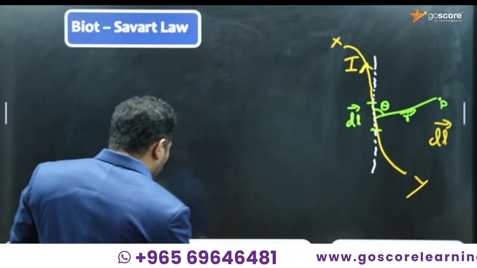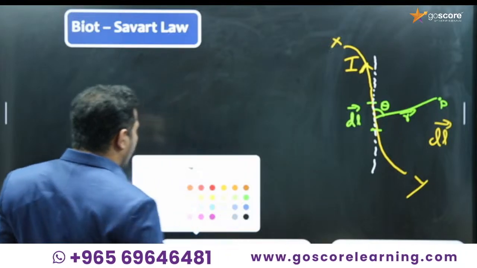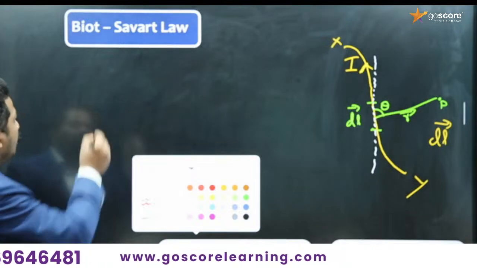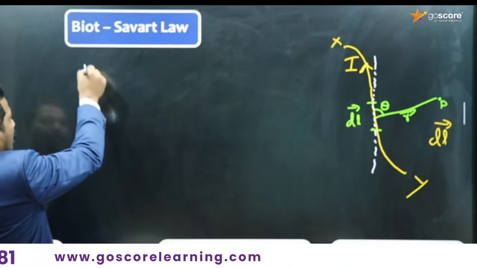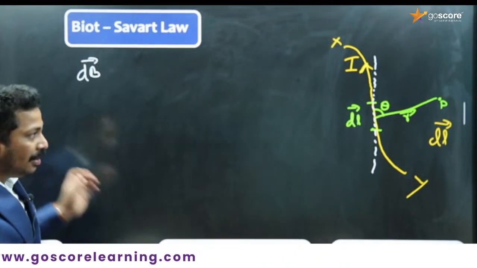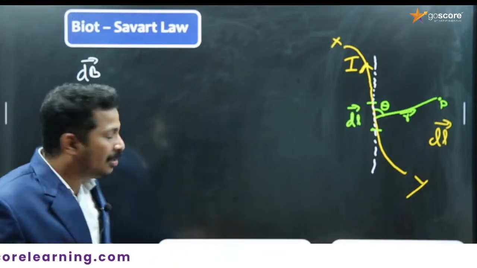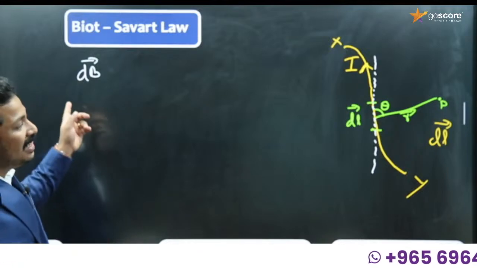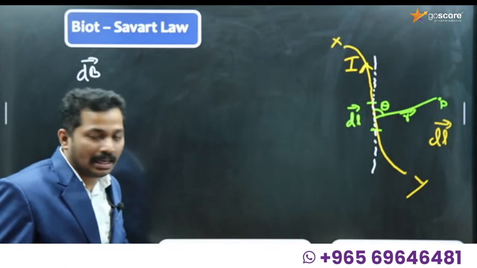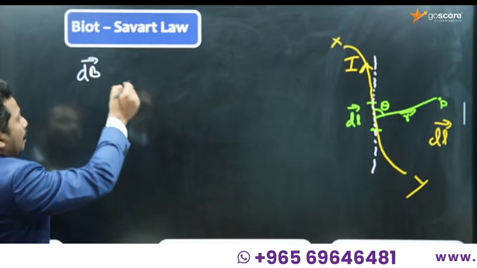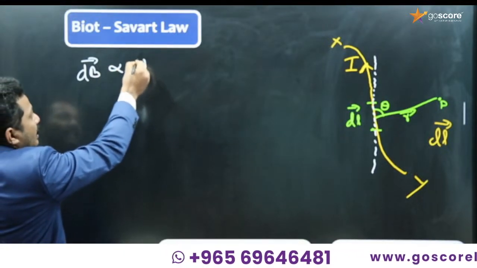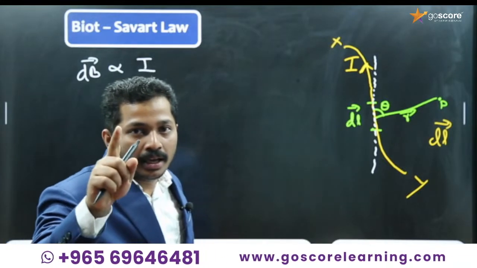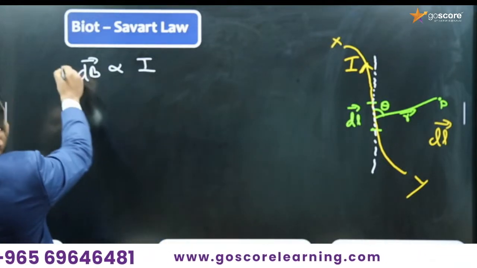Okay, so the Biot-Savart law states that the magnetic field at a point P, which is dB, since it is a small magnetic field created by a small current element, there will definitely be a small magnetic field. So the magnetic field dB at the point P due to the current element is directly proportional to the intensity of current, or the current I. dB is proportional to the current I. So that's the first point.